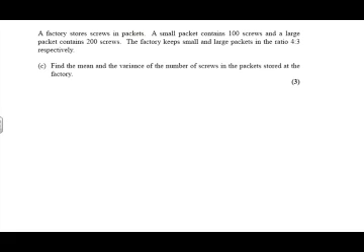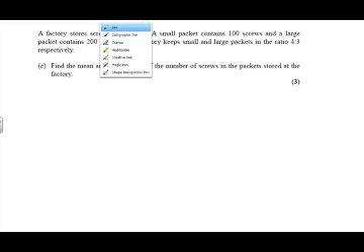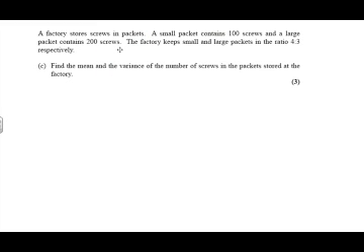Okay, immediately here I want to arrange this information into a table. Let's first highlight what was important. So there's small packets which contain 100 screws. Small packets, 100 screws. Larger packets, 200 screws. The factory keeps small and large packets in a ratio 4 to 3.